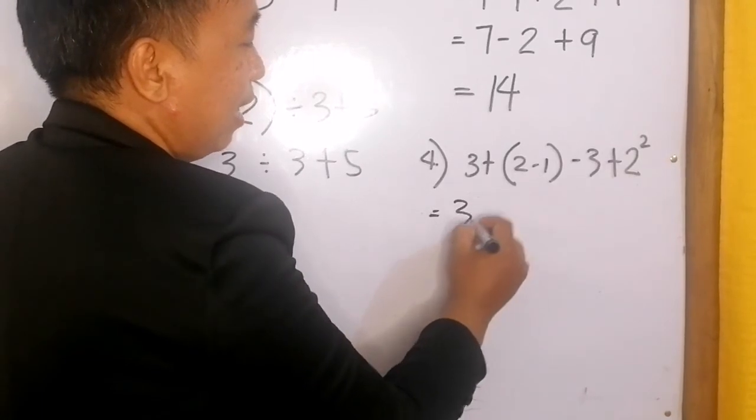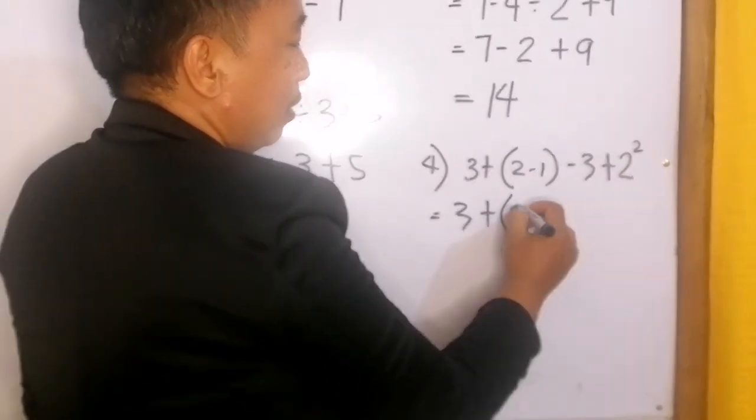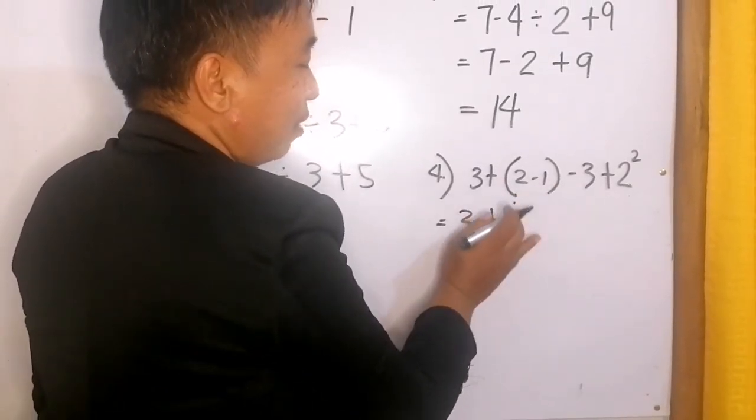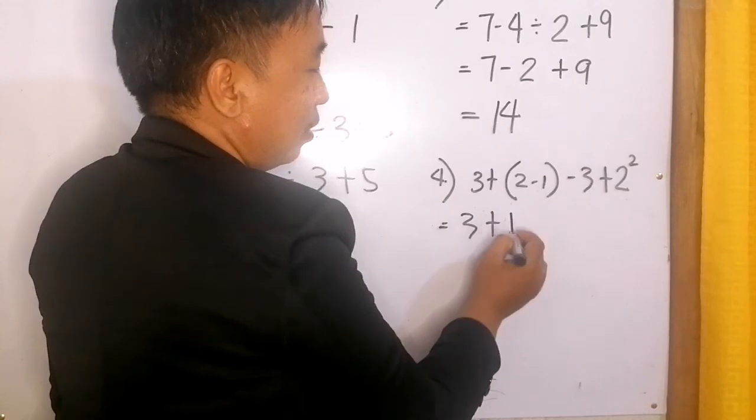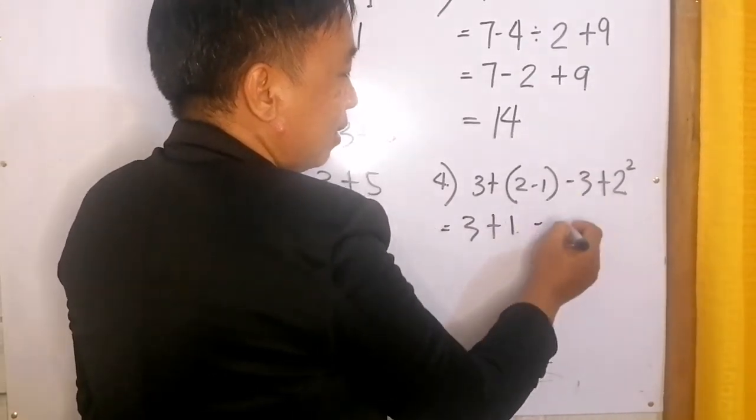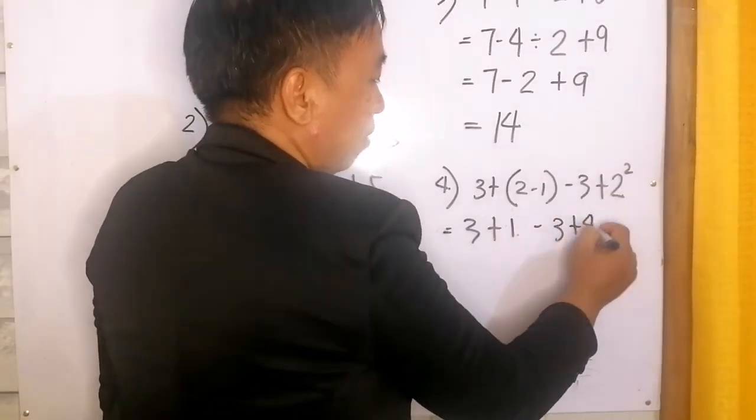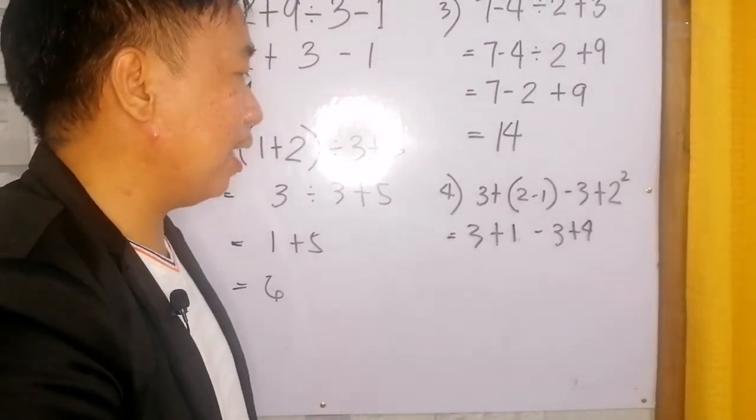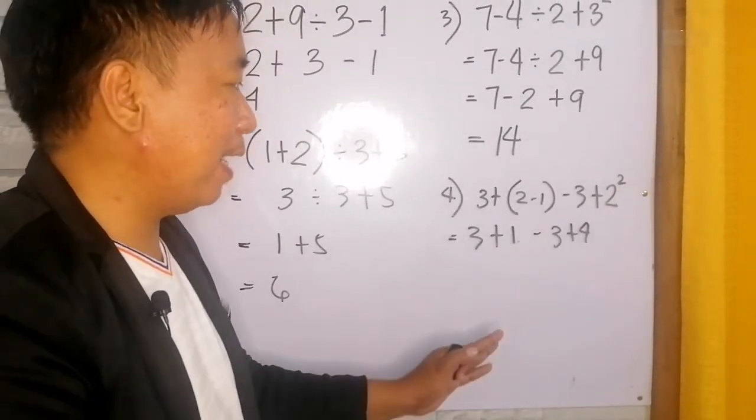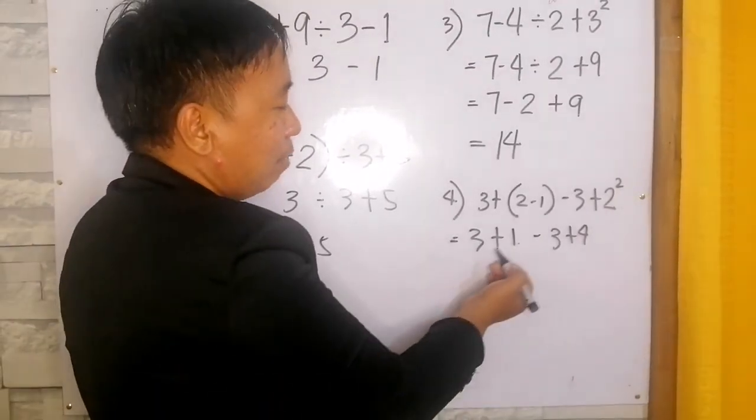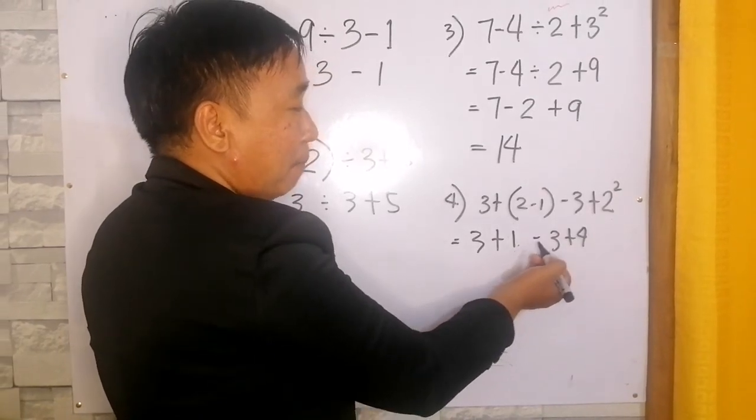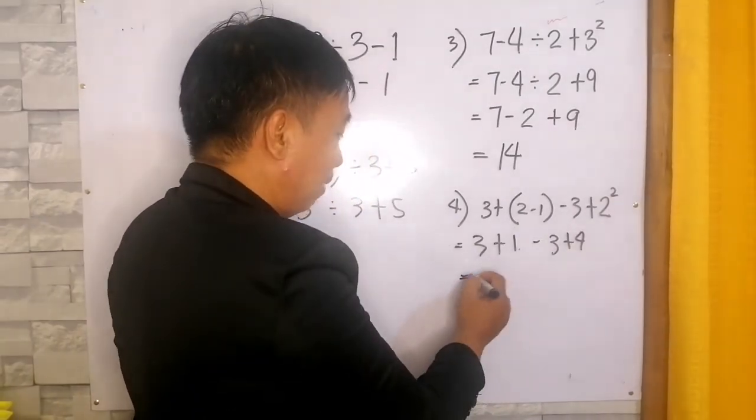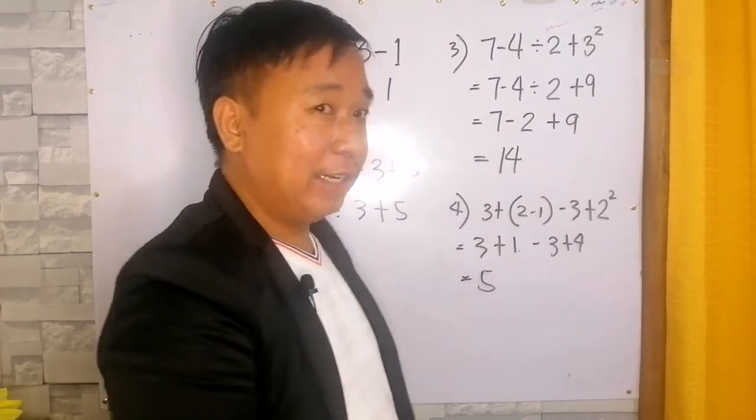So copy 3 plus 2 minus 1, which is in parentheses. Simplify also this one, parentheses first. So this is 1, minus 3 plus 4. As you notice, the remaining operations are addition and subtraction. So you're going to simplify that from left to right. 3 plus 1, 4, minus 3, 1, plus 4, 5. So we have 5. All right.